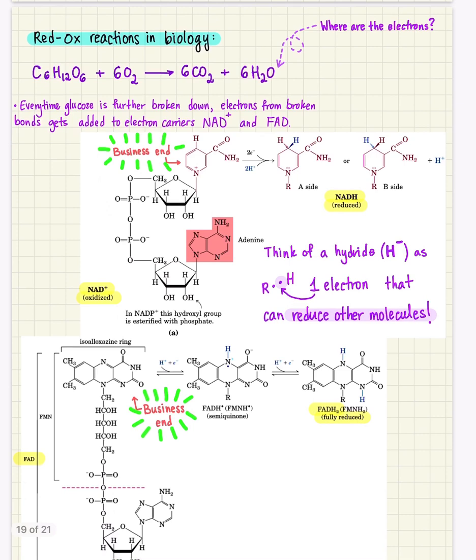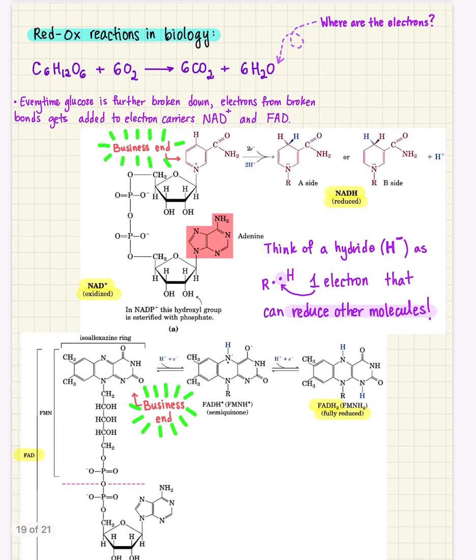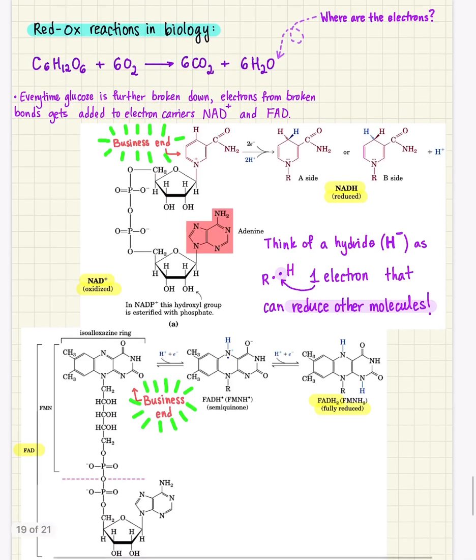Now, where do reduction and oxidation take place in biology? Well, if we look at the simple reaction of glucose breakdown, then we know that this is an oxidation. And how do we know that? We know this because through every step of glucose breakdown, so every time glucose is further broken down, electrons from the broken bonds are added to these electron carriers called NAD plus and FAD.